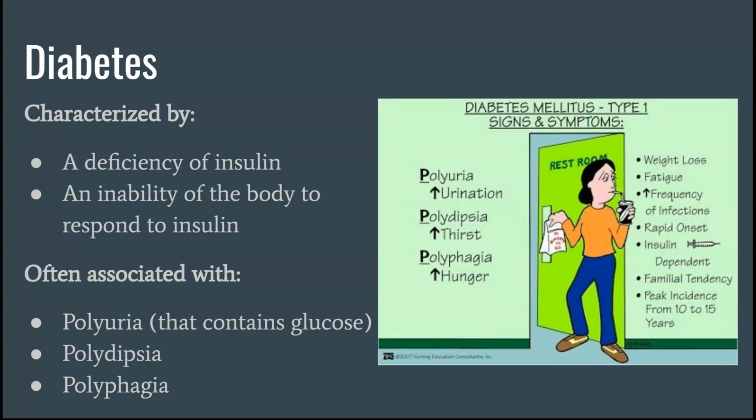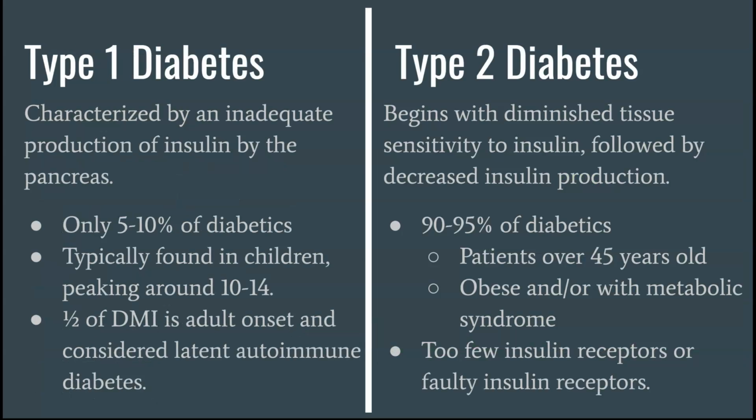Usually type 1 diabetes is due to a deficiency of insulin. The body is unable to make insulin. It used to be called juvenile onset diabetes. For the most part, it does happen to be found in younger children. However, there is adult onset as well. They're starting to think that type 1 diabetes is due to an autoimmune disease.